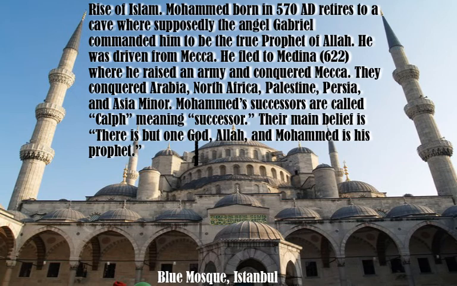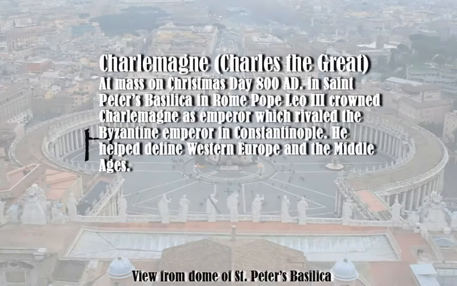Another major event was the rise of Islam. Muhammad was born around 570 A.D. and retired to a cave where supposedly the angel Gabriel commanded him to be the true prophet of Allah. He was driven from Mecca. He fled to Medina in 622, where he raised an army and came back and conquered Mecca. They went on also to conquer Arabia, North Africa, Palestine, Persia, and Asia Minor. Muhammad's successors are called caliphs, meaning successors. Their main belief is there is but one God, Allah, and Muhammad is his prophet.